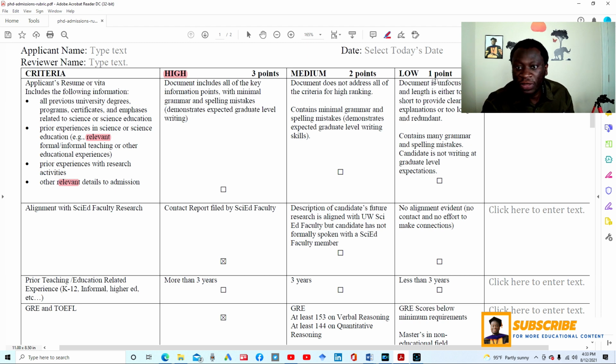Now, if your document is unfocused, so it's not well arranged and the length is either too short to provide clear explanations or too long and redundant. So I know it's difficult to find a balance, but you just have to look at the CVs of people who have gone through this process. I always recommend that you contact someone in the field to help you, to see if they can help you review some of this. And if you are following us on Bestman Academy on Instagram, I have on one of our highlights on the page my sample CV as well.